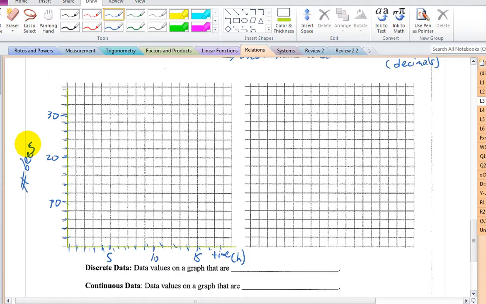So what I want you to do now is plot the points, please. Go ahead, plot your points. Don't forget a title on your graph. This would be the number of bees at the hive or in the hive. Something that's descriptive about the data, please.